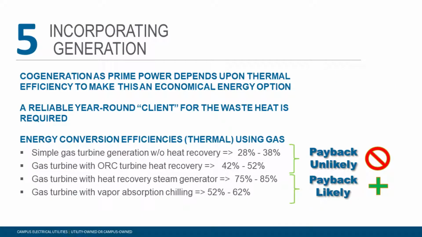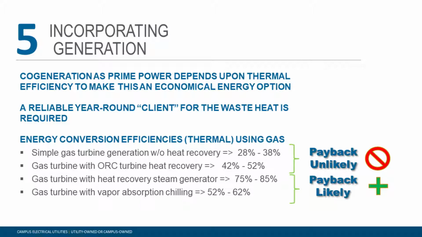Or we can do something called an organic Rankine cycle turbine, which is a closed-loop system that actually uses a refrigerant cycle to drive a generator based on heat input from a waste heat stream like an exhaust of a turbine. So using cogeneration as prime power depends on a couple of things. You've got to have thermal efficiency, and you also have to have a year-round heat client.